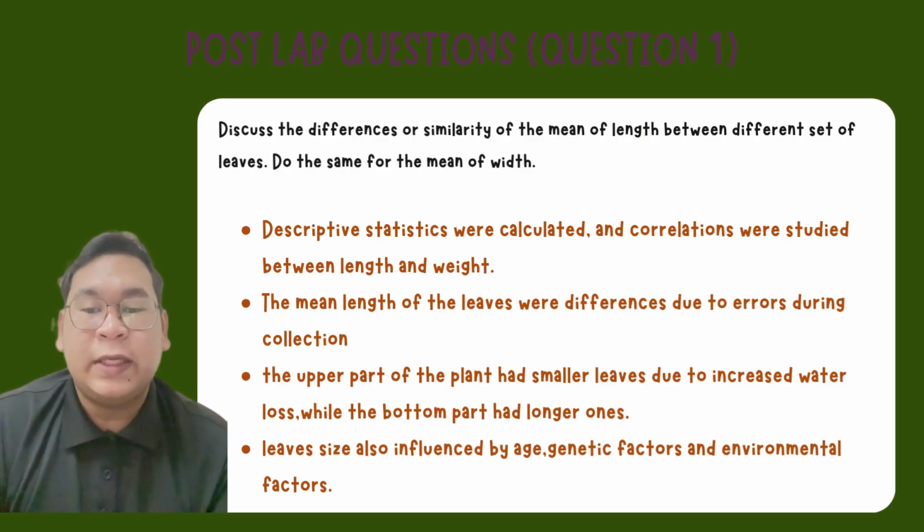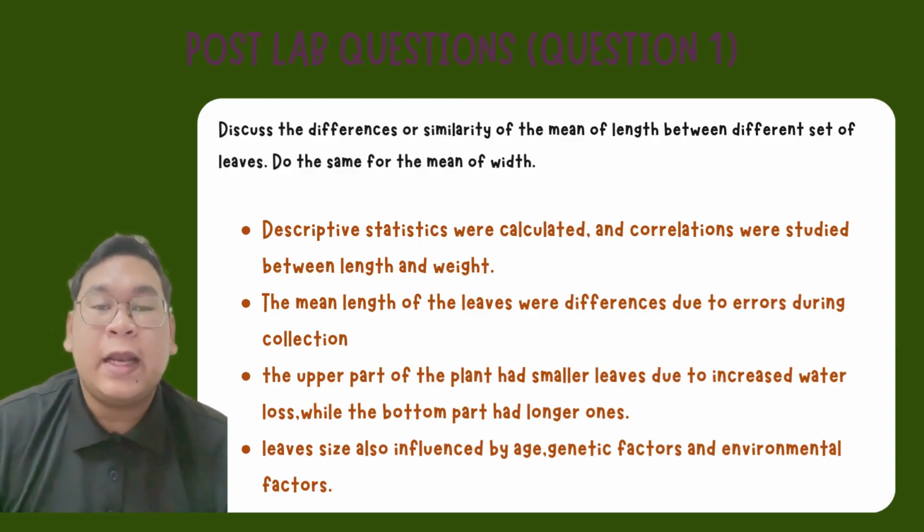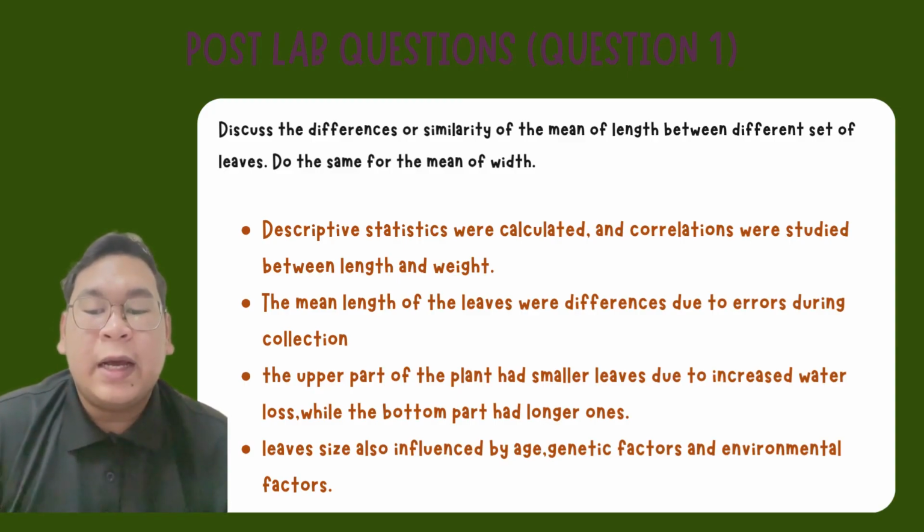Okay, to answer this question, the answer is, first, descriptive statistics were calculated and correlation was studied between length and width. The mean length of the leaf was different due to error during collection. The upper part of the plant had smaller leaves due to increased water loss, while the bottom part had larger ones. And leaf size is also influenced by age, genetic factors and environmental factors.